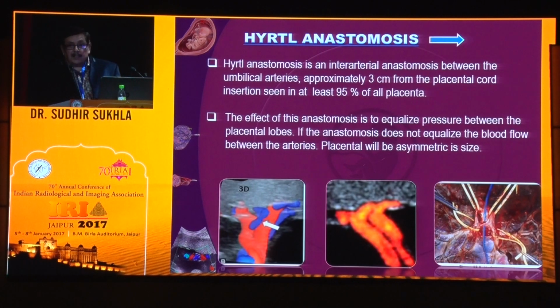Then there are arterial anastomoses. It is much less discussed, but it is an interarterial anastomosis. It equalizes the pressure between the placental lobes, and it is seen in 95% of normal placentas. Can you see the Hyrtl anastomosis? It is an intra-arterial communication.